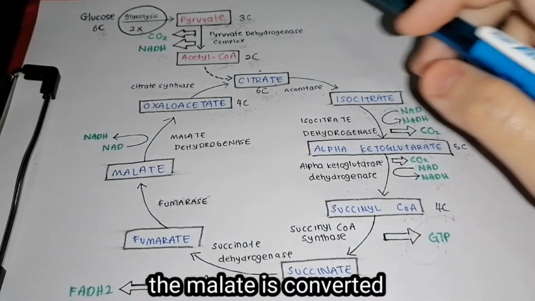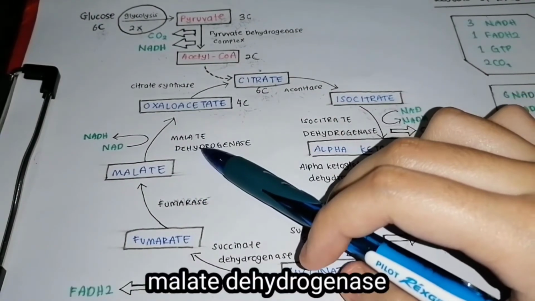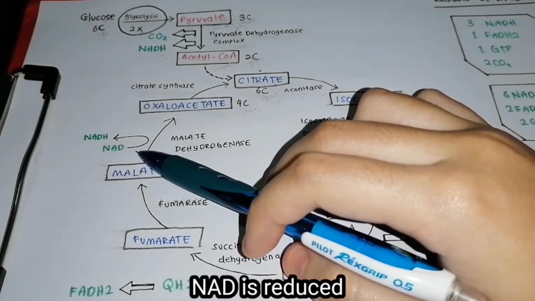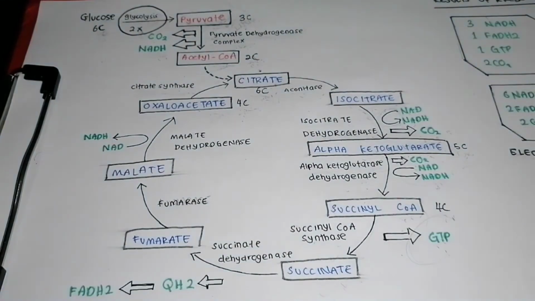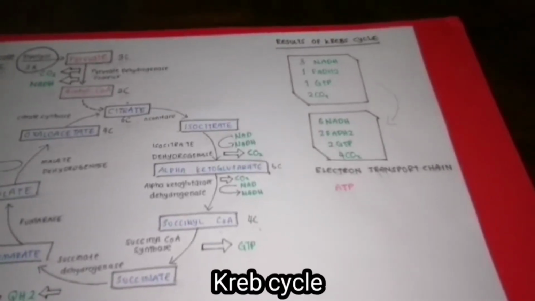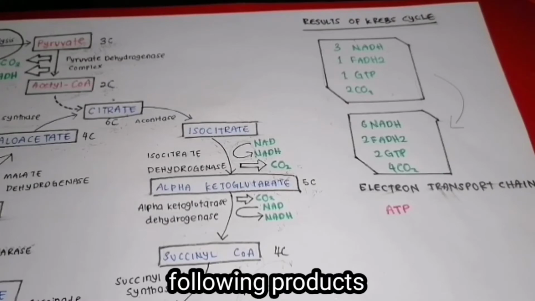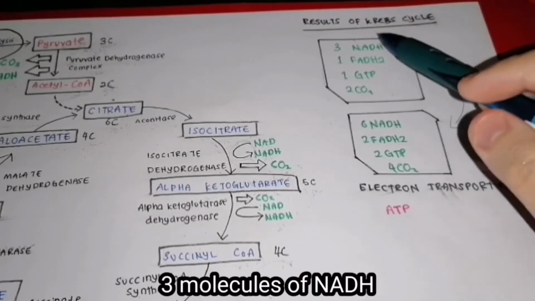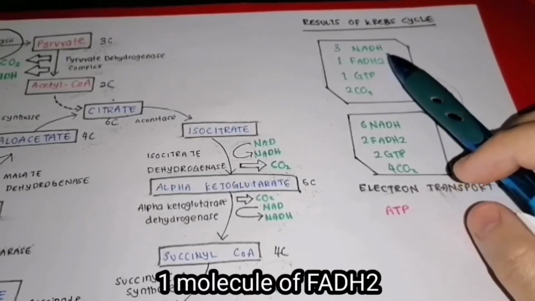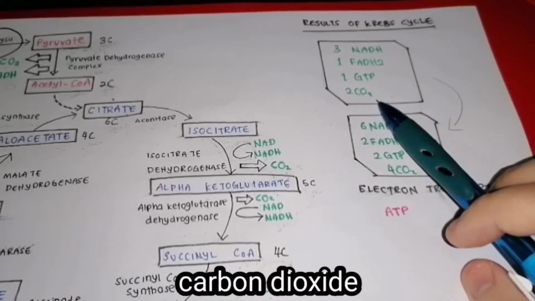In the last step, the malate is converted into oxaloacetate by the enzyme malate dehydrogenase. In this reaction, NAD is reduced to NADH. Now, look at the result of the Krebs cycle. Through each cycle of the Krebs cycle, the following products are generated: 3 molecules of NADH, 1 molecule of FADH2, 1 molecule of GTP, and 2 molecules of carbon dioxide.